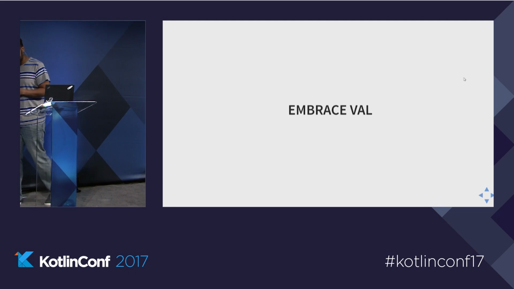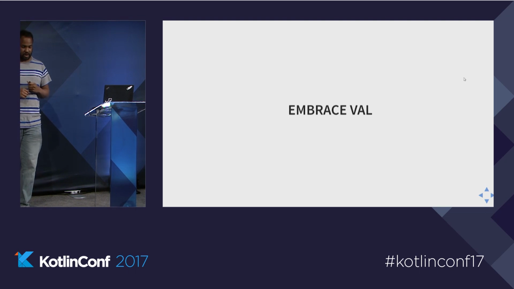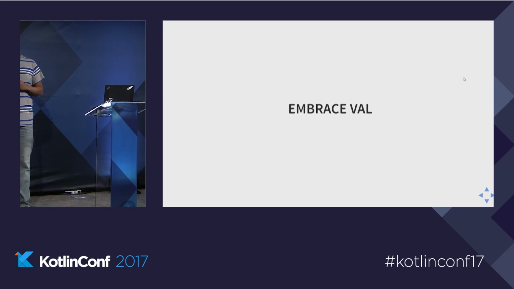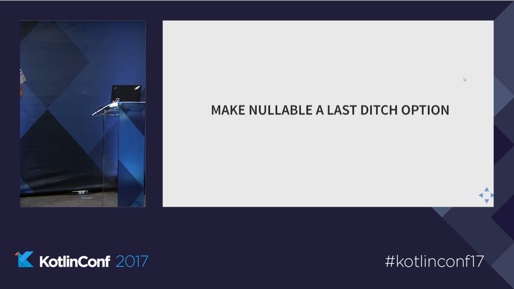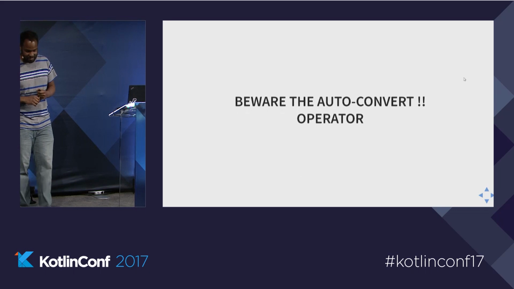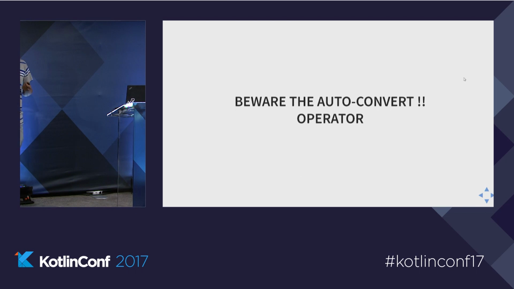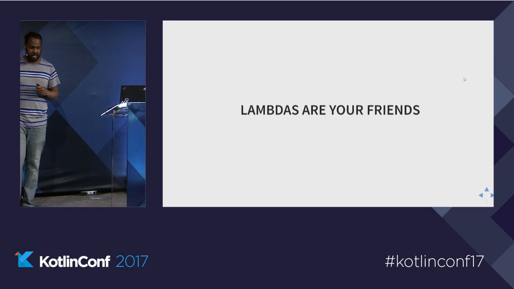So this is my first tip, is to embrace the val keyword because it's awesome, and immutability is awesome. Does anybody disagree with that? Good. Like I was going on before, make your nullables a last-ditch option. Beware the double exclamation point conversion operator. And lambdas are your friends, especially with your anonymous inner classes.